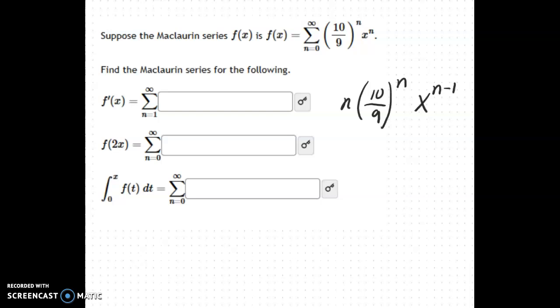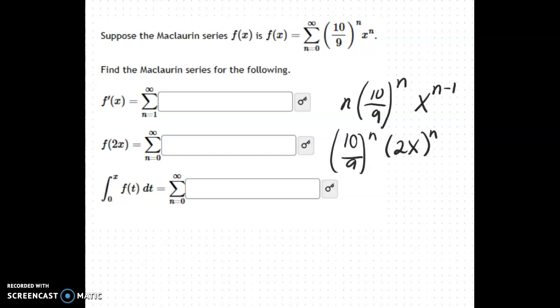Then it says the function f at 2x. This notation is already written for us, so we just need to fill in the blank area here. We're going to write 10 over 9 to the nth, and in place of x, we're going to put 2x.